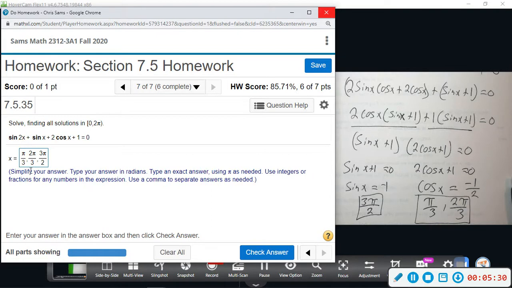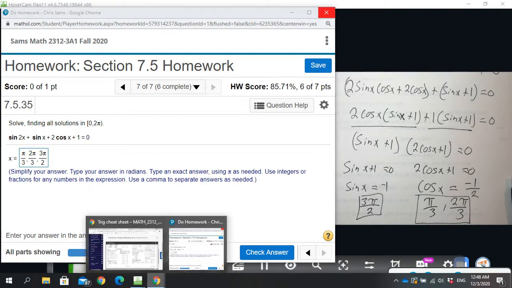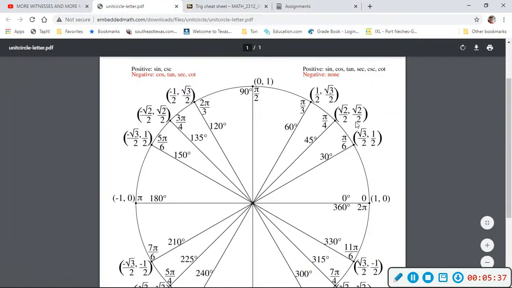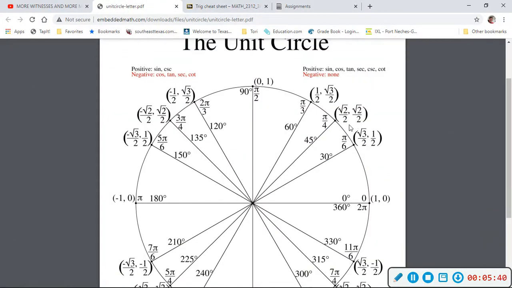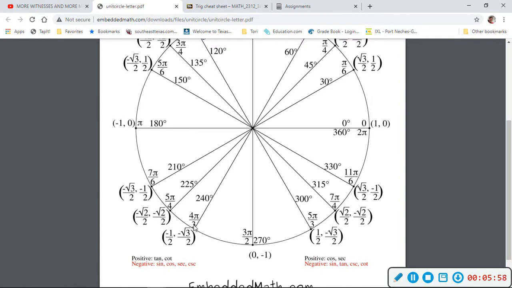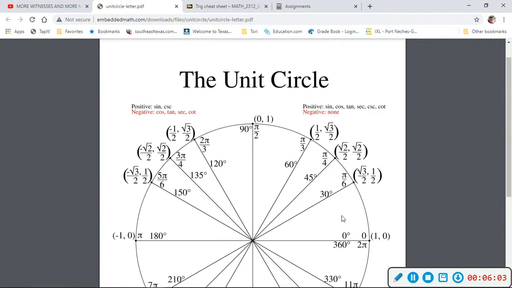Let me see. Verify. Pretty sure we should be good there. Cosine is negative 1/2. Oh, I did the positive 1/2. Which one did I look at? Cosine being a negative 1/2. It should be 2 pi over 3 and 4 pi over 3. And I think I did, yeah, I did pi over 3.